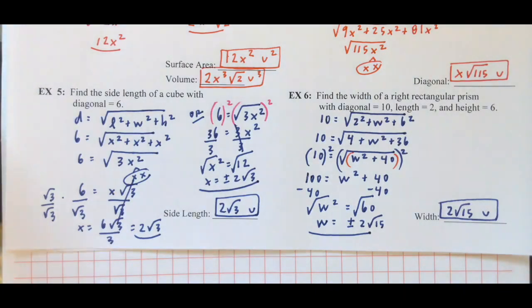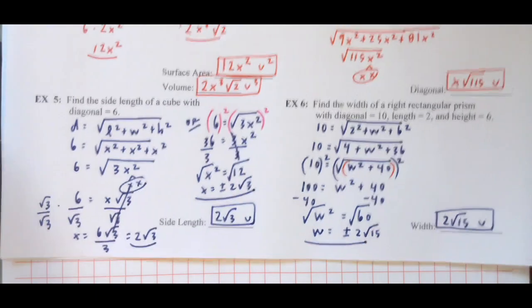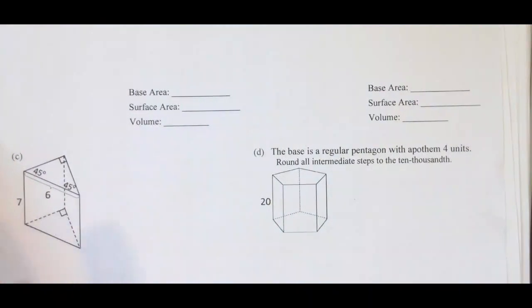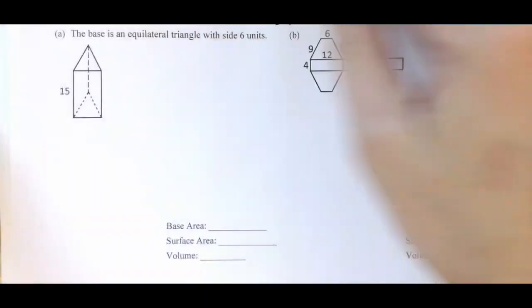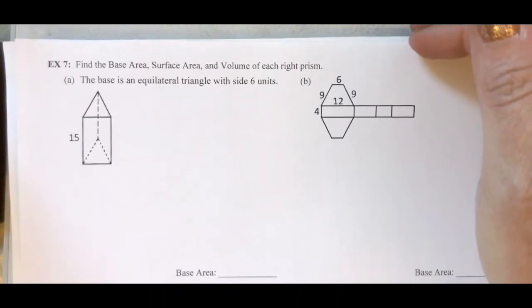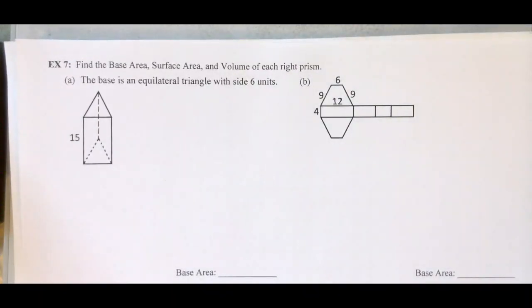All right, let's flip it over and look at the back. So here I'm giving you different right prisms. Some I'm giving to you in 3 dimensions, and some of them I'm giving to you as a net. So the key to all of these is to figure out how to get to the right base area. If I can't get base area correct, I'm not going to get the surface area or the volume correct.